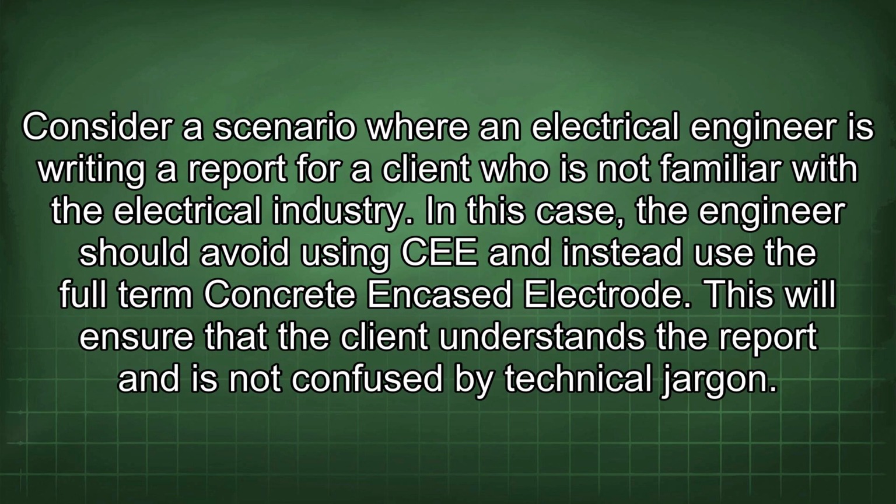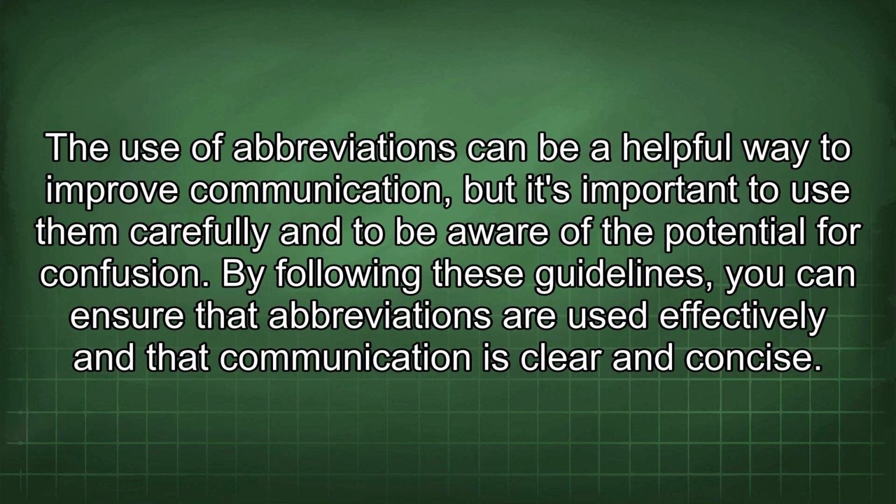Consider a scenario where an electrical engineer is writing a report for a client who is not familiar with the electrical industry. In this case, the engineer should avoid using CEE and instead use the full term concrete encased electrode. This will ensure that the client understands the report and is not confused by technical jargon. The use of abbreviations can be a helpful way to improve communication, but it's important to use them carefully and to be aware of the potential for confusion. By following these guidelines, you can ensure that abbreviations are used effectively and that communication is clear and concise.